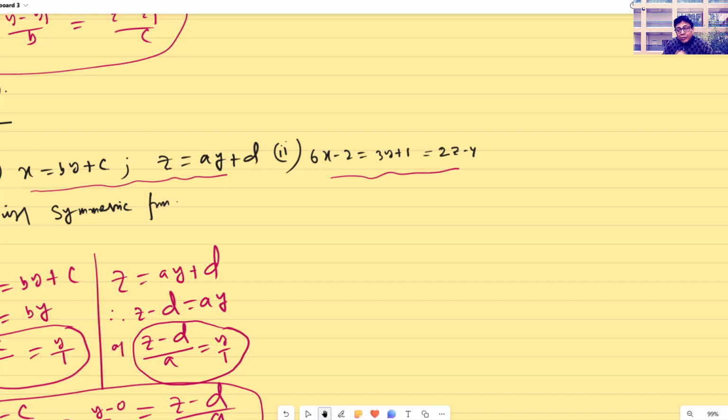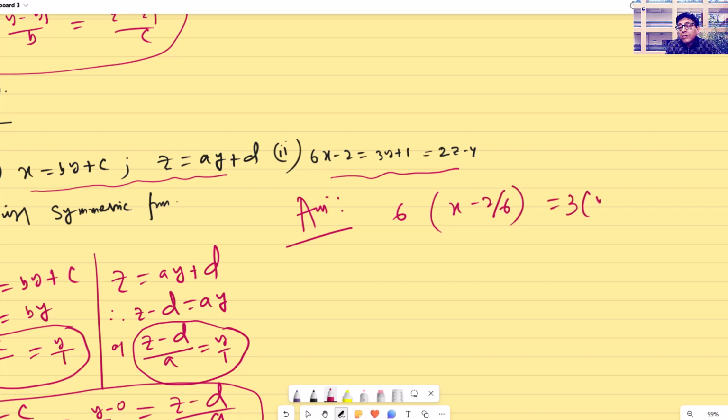Not like the previous one. Here, this equation is given. How to write it in symmetrical form? Again, we apply the concept of ratio only. How is the ratio concept applied here? We just take 6 as common from here. Isn't it?